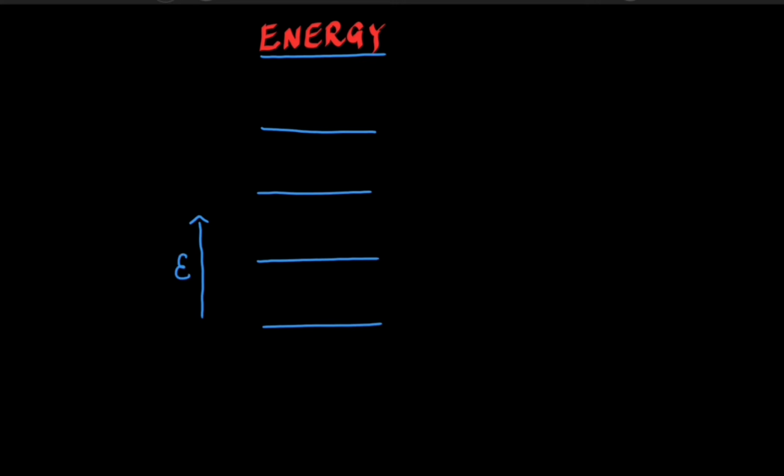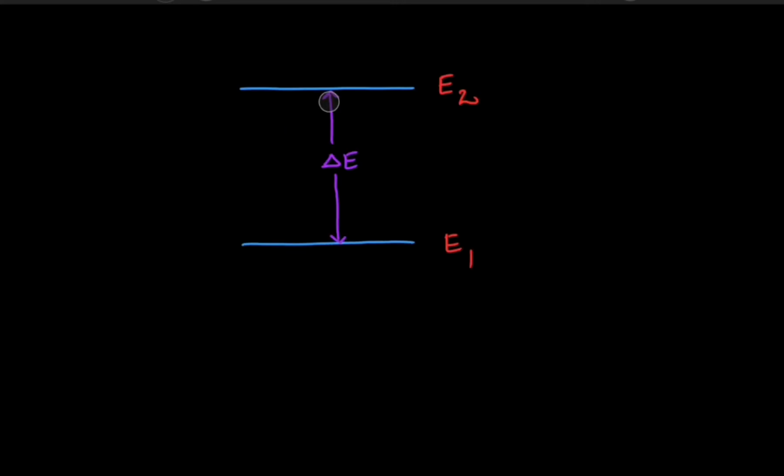This is the energy scale. When I say that the energy levels are quantized, then these energy levels can also be numbered. So let me choose an example of two energy levels, E1 and E2, and this being the energy difference. Well, this is given as E1 and this is given as E2.